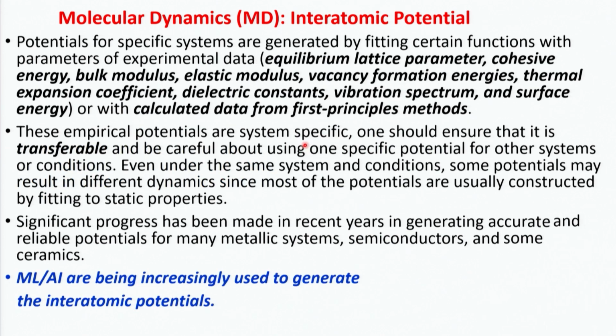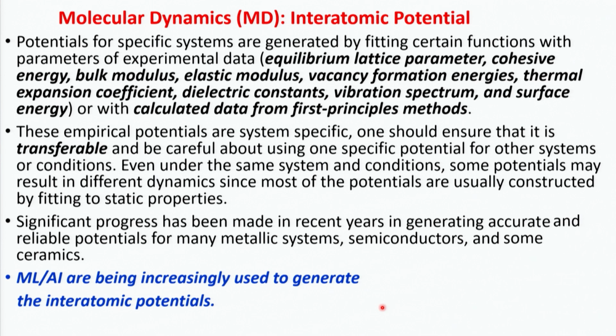So potentials for a specific system are generated by fitting certain functions with parameters to experimental data. The potential is essentially a set of mathematical functions. This function can be polynomials. Nowadays, polynomial functions are mostly used to get the parameters by using AI and ML methods. And in other cases, some empirical relationships can also be used.